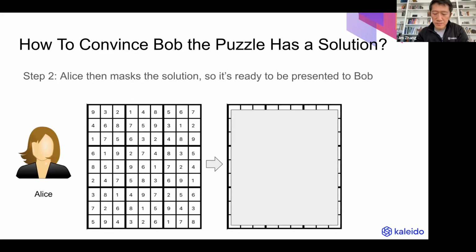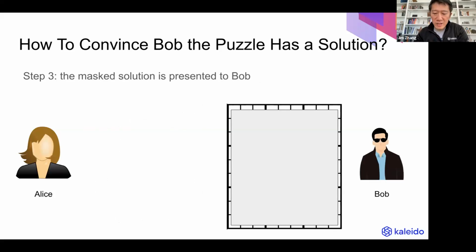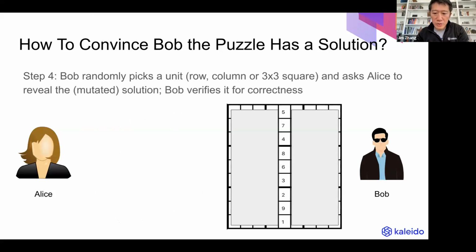And she will cover this up, so none of the numbers are shown to Bob. And then she asks Bob, just pick any row or any square or any column, and I'll show you what the solution looks like. So Bob randomly chooses, okay, show me the middle column. Alice discloses that middle column, and indeed, all of the numbers are unique.